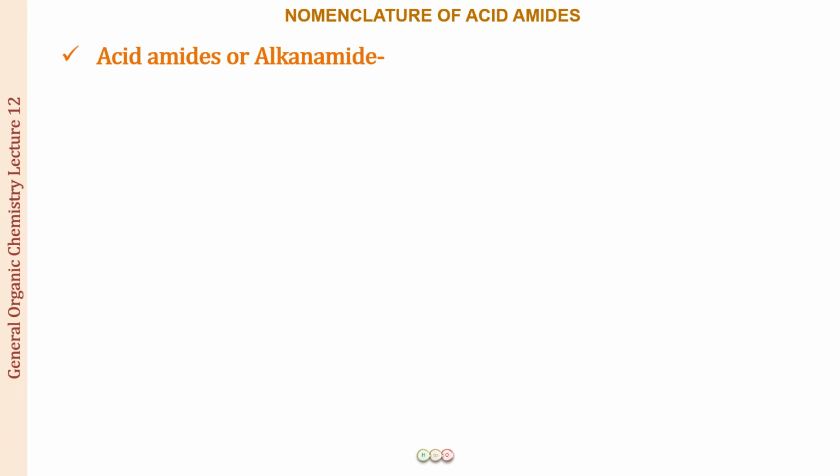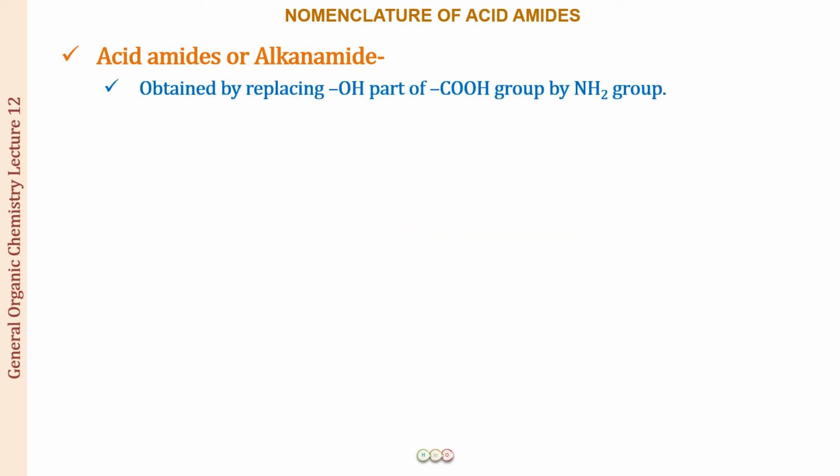The next acid derivatives we have are the acid amides or the alkanamides. Okay, so these are again going to be very easy for you to understand. We will be just simply replacing the OH part of the COOH group by the NH2 group. So all you have to learn in these acid derivatives is what part of the COOH group you are replacing and by what group. And in fact, the whole of the nomenclature is going to be really very easy for you.